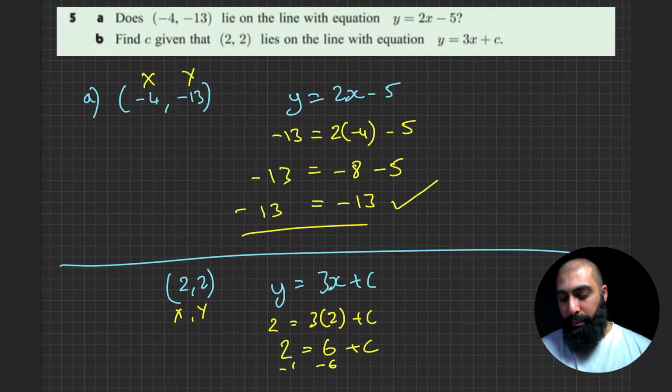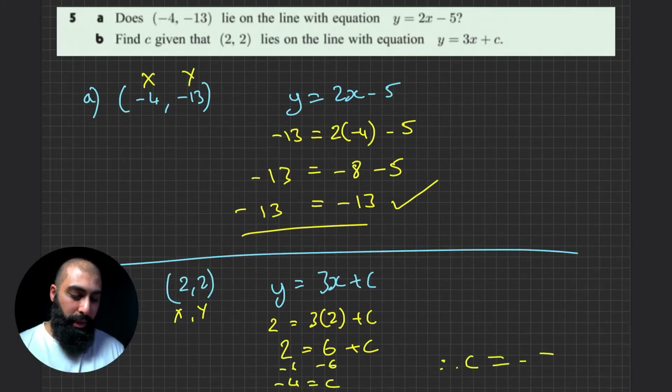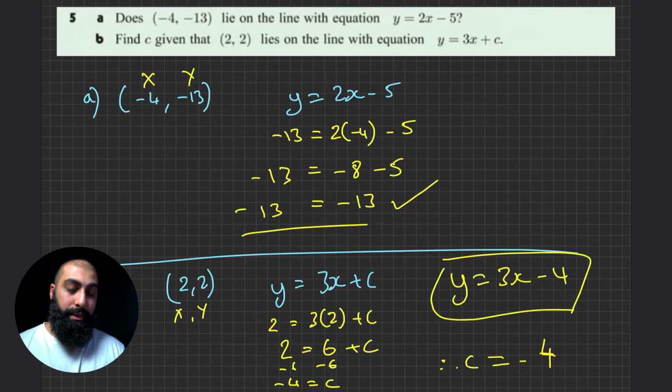If I minus 6 on both sides, I end up getting -4. Therefore, c is equal to -4. Okay, that means that the formula is going to be y is equal to 3x minus 4. That would be the formula for that equation.